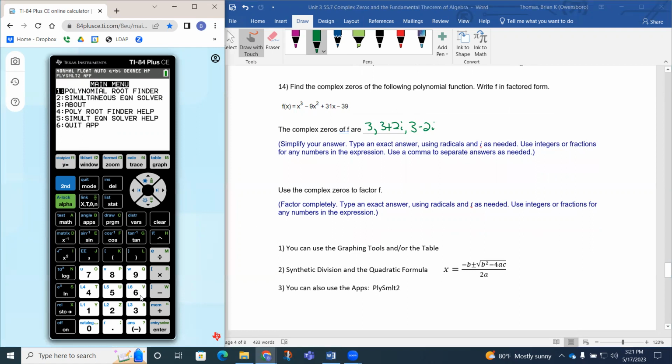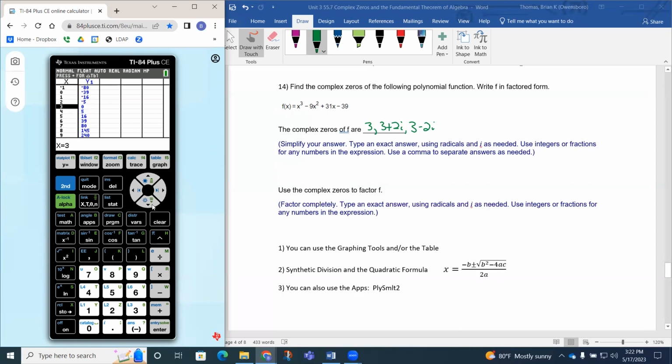y equals, and we have to quit this to start with. Yours may be different there. So if I type in y equals, if I type in this function, x cubed minus 9x squared plus 31x minus 39. If I go to my table, I'm looking for a 0, and notice how there is a 0 there at 3. I don't really see any other ones here. A lot of times, if I just get 1 zero, that's pretty much all I really need. So that's how that gives me the 3.